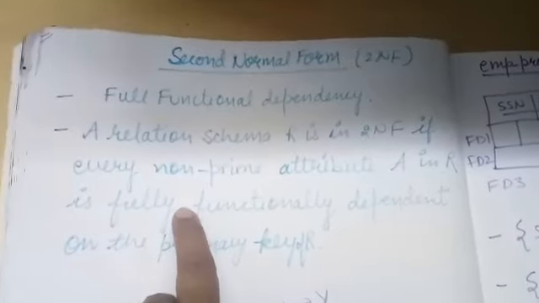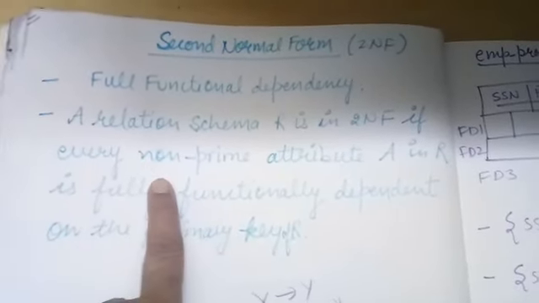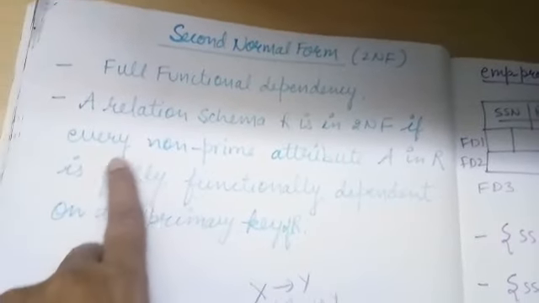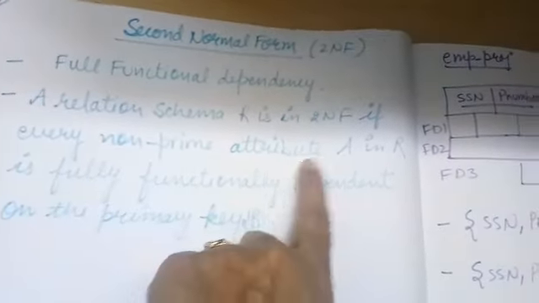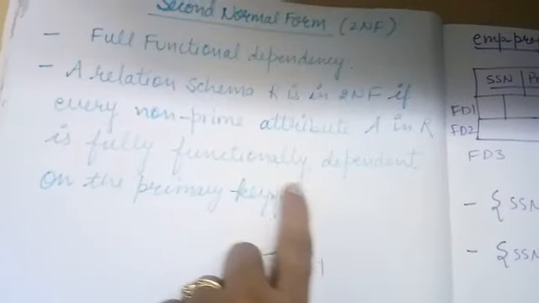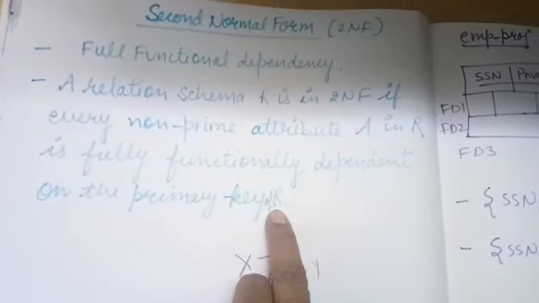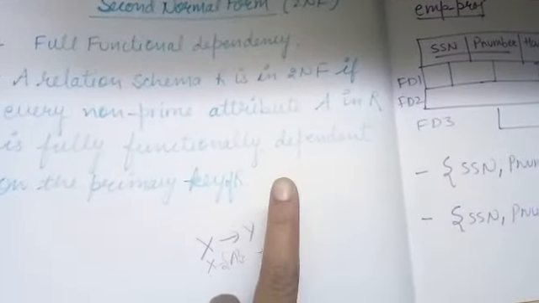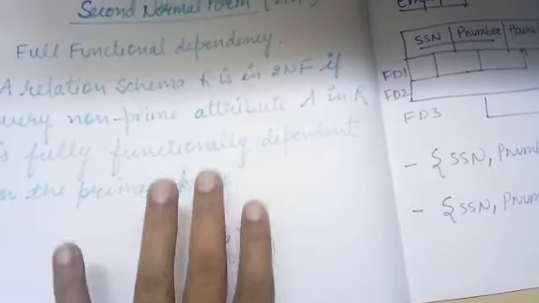This is the basic definition of 2NF. The relation should be in 1NF, and a relation schema R is in 2NF if every non-prime attribute A in R is fully functionally dependent on the primary key of R. If the primary key contains a single attribute, the test need not be applied at all.